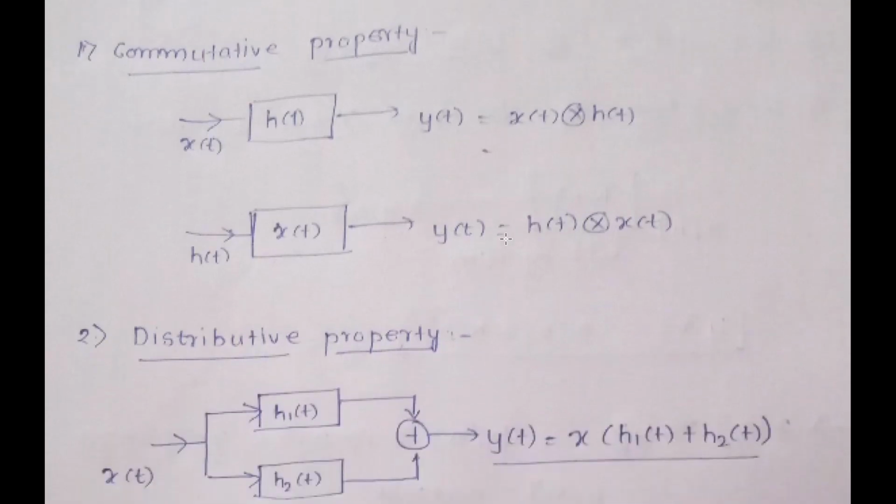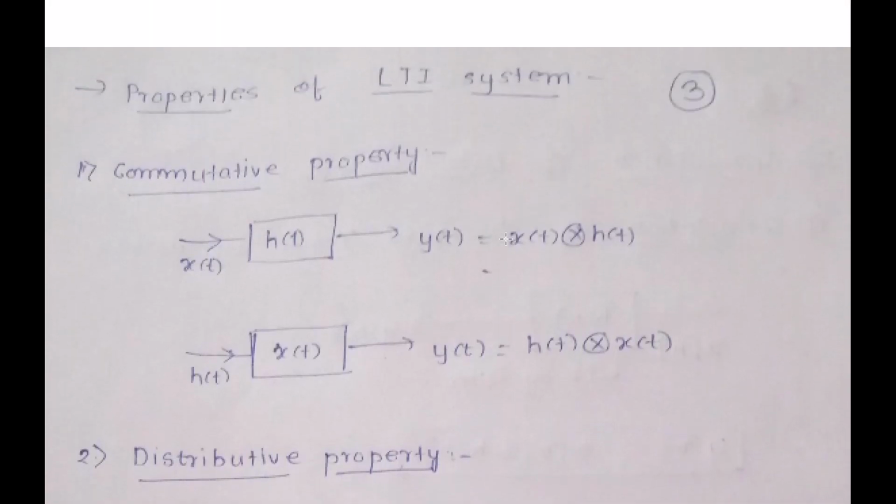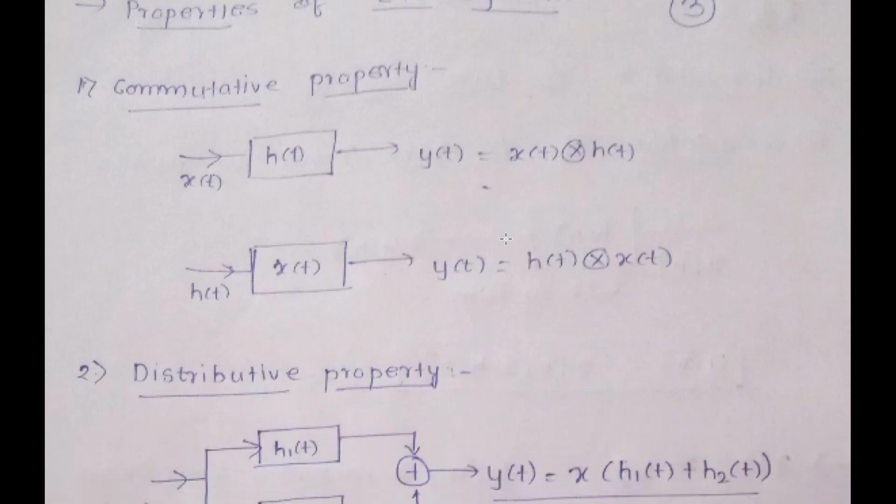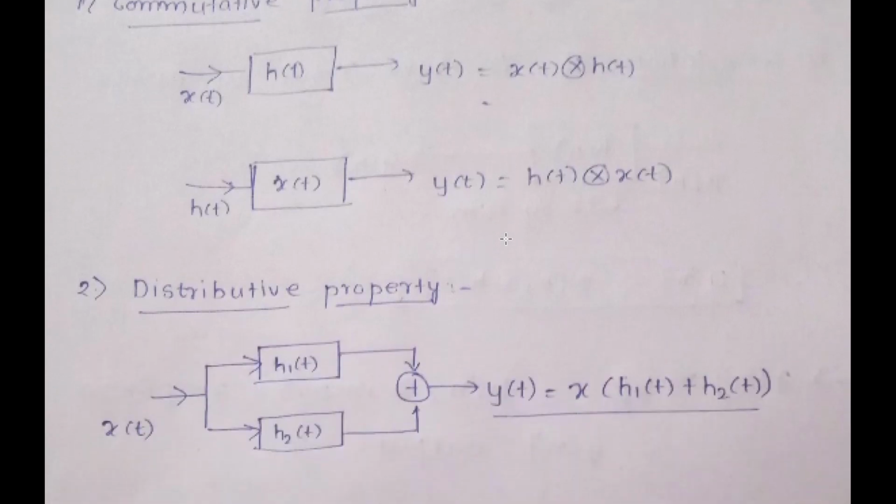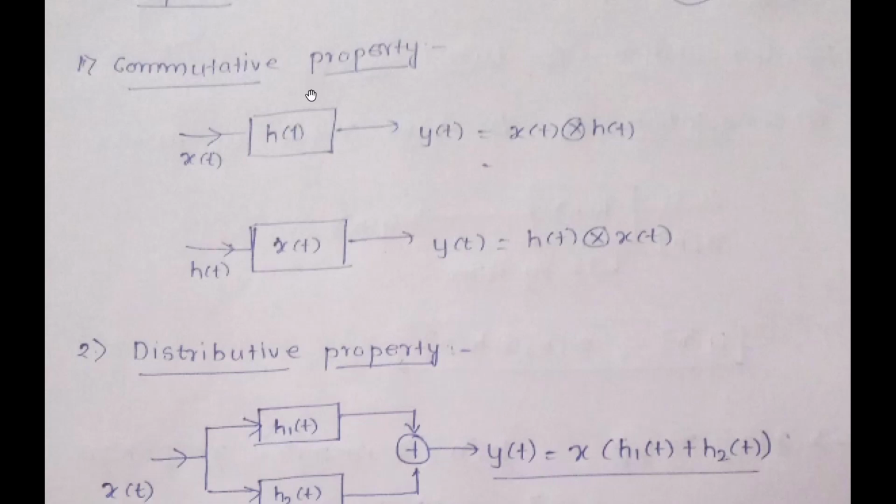Now what are the properties which are followed by an LTI system? The first property is the commutative property. The cross inside a circle indicates the convolution sign. So y of t can either be x of t convolved with h of t, or y of t can be h of t convolved with x of t. Any which way, my output will remain the same. Hence it follows the commutative property. I hope I am very clear to you.